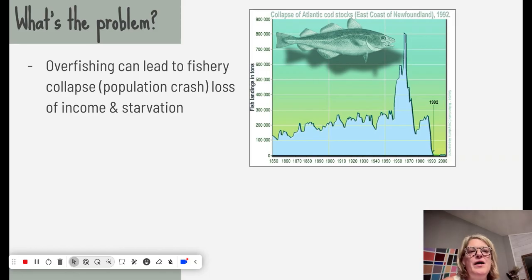A classic example of this would be the collapse of the Atlantic cod populations around the early 1990s. And then the cod fishermen realized, oh my gosh, we have totally wiped out all the cod.